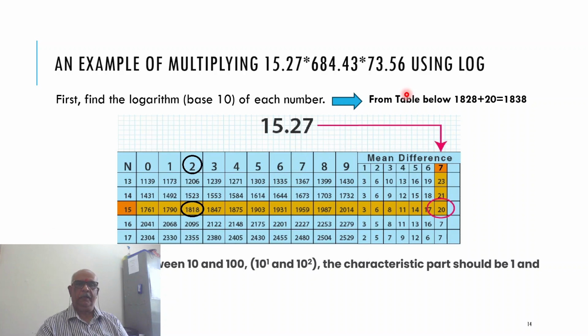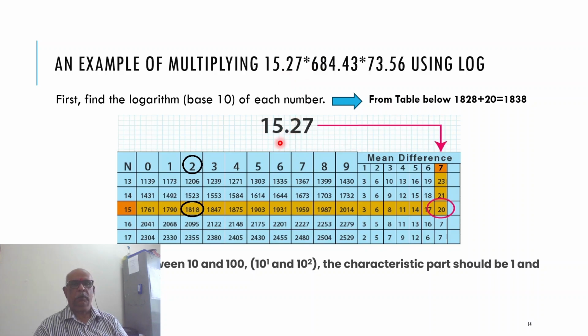The problem we're taking here is, let's say I am trying to multiply 15.27 by 684.43 by 73.56. Now, if I want to do this multiplication manually, it's going to take a hell of a lot of time. Forget that you have a calculator or a computer. Think of the people who had to do this without them.